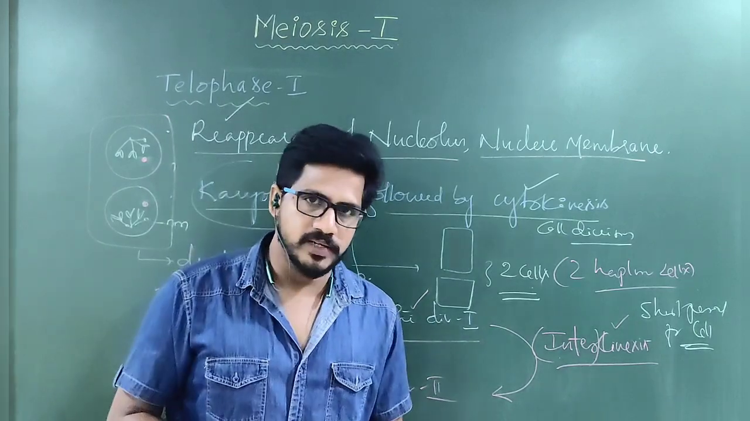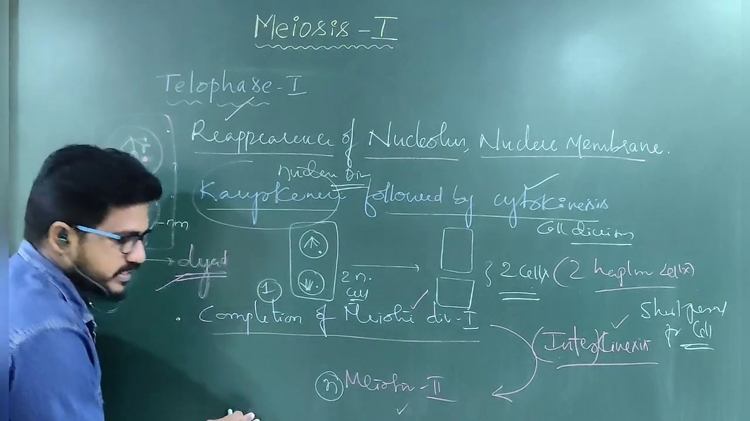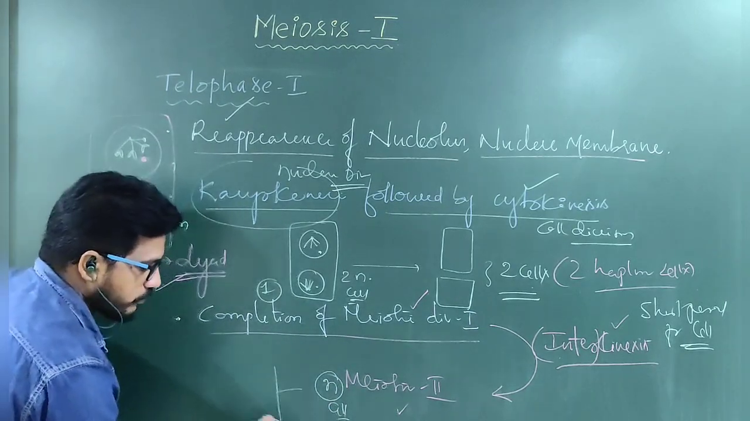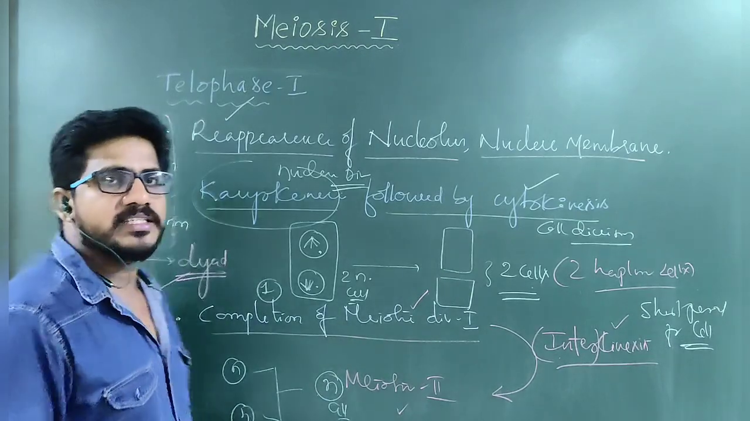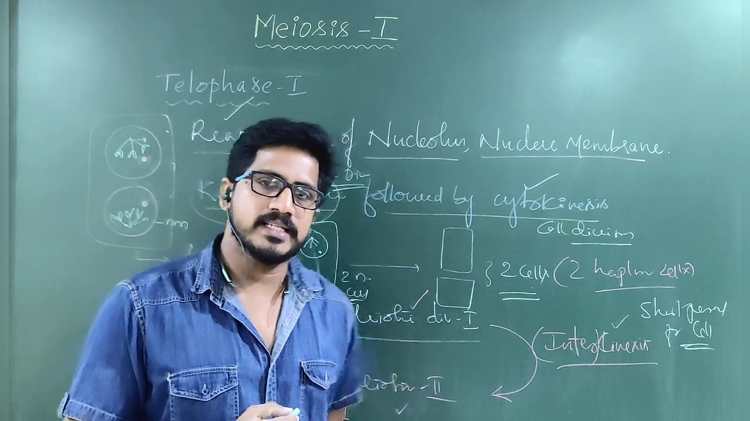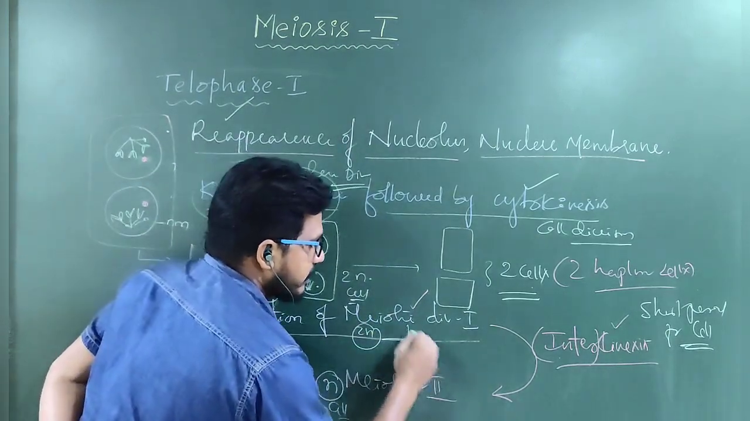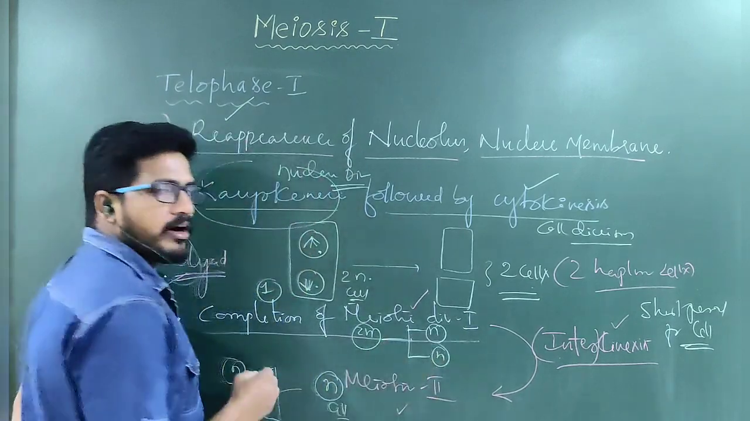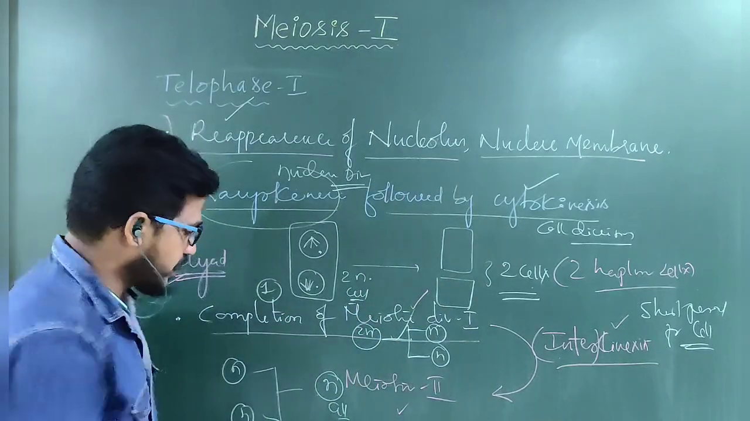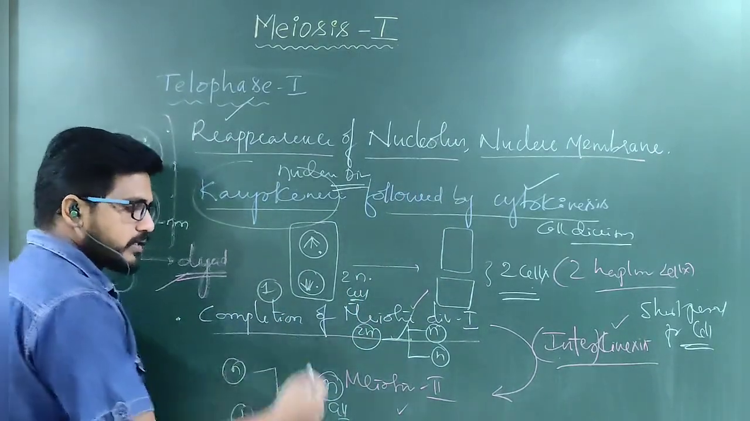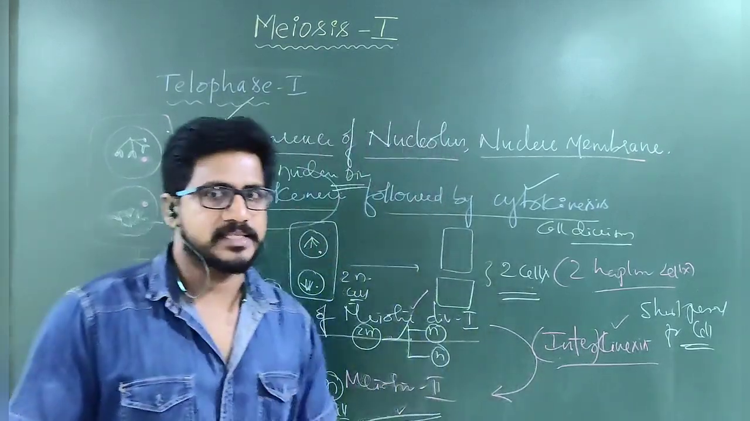Why do I use the term equal division? Meiosis 2 receives a cell which is haploid and which provides two haploid cells. Equal types of cells are coming. That is why it is called equal division. Whereas meiosis 1 is reduction division. Here a diploid cell went in and two haploid cells were formed. So 2n becomes n and n. So here reduction took place, but here not. In the next class we will discuss how meiosis 2 happens and how many cells result.